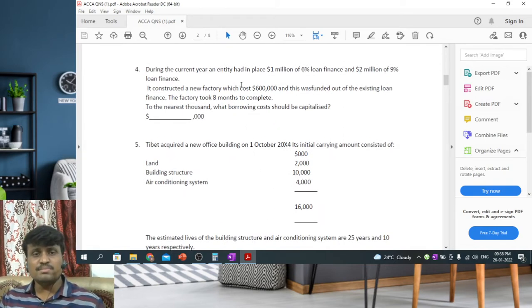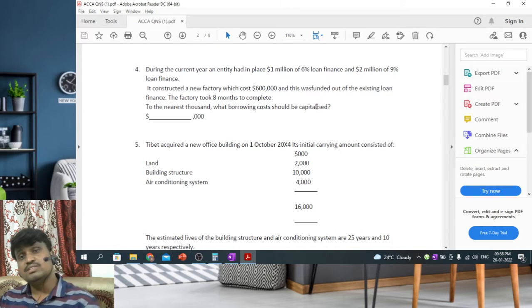An entity had in place $1 million of 6% loan finance and $2 million of 9% loan finance. It constructed a new factory which cost $6 lakh, and this was funded out of the existing loan finance. The factory took 8 months to complete. To the nearest thousand, what borrowing cost should be calculated?